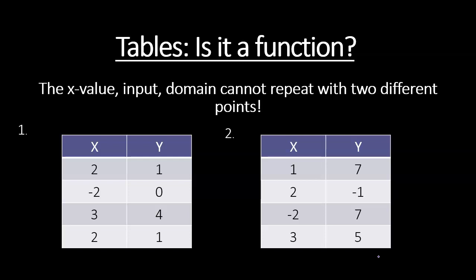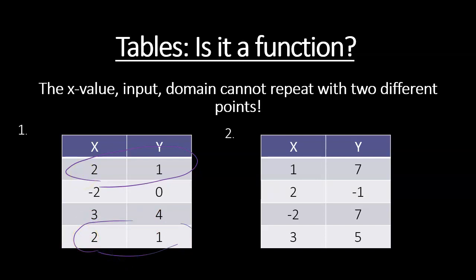So when I look at the first table, and I'm going to concentrate on my x values, I have a 2, a -2, a 3, and a 2. So again, I need to take a closer look at those 2's. So I have 2 with the output of 1, and again 2 with the output of 1. This is still a function.